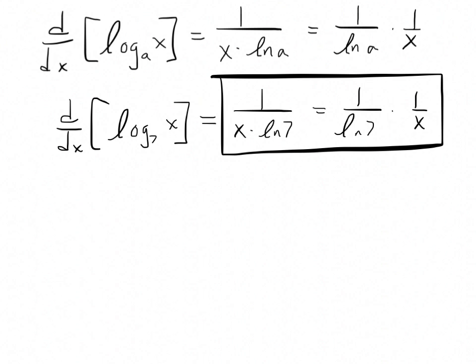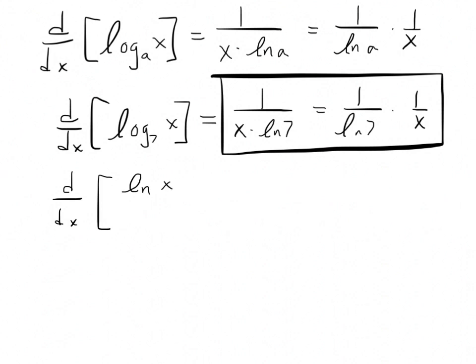Now, I have to let you in on a little secret. I'm not sure that we really need this rule. And the reason is we have a change of base formula. If natural logarithms are so much easier, if they don't require us to memorize this thing, why not just take the log base 7 and rewrite it with a base of e? Why not just say, this problem really means the same thing as ln x over ln 7.